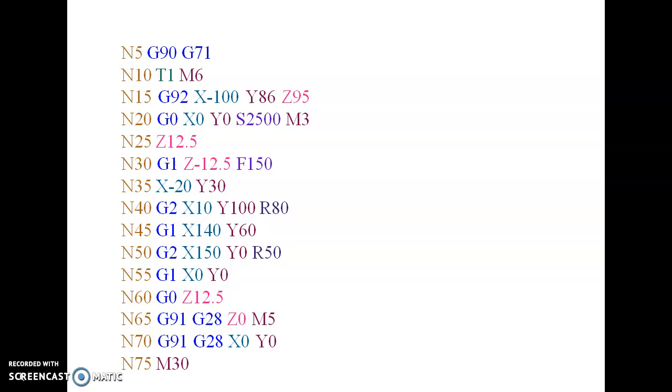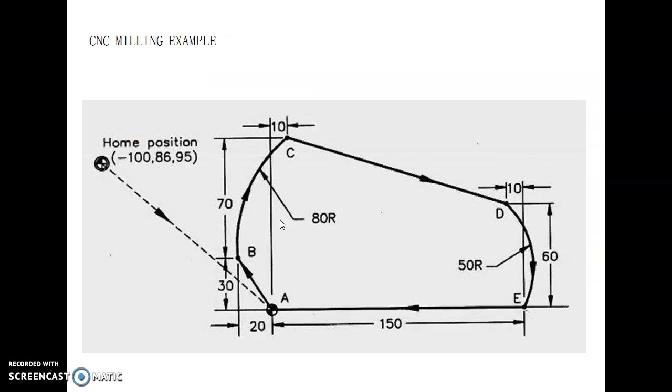N50 G02 X150 Y0 radius 50, that is a clockwise direction from point D to E position, clockwise direction, radius is 50.